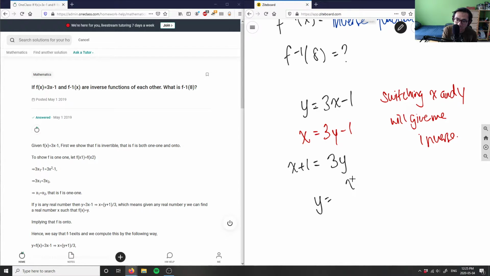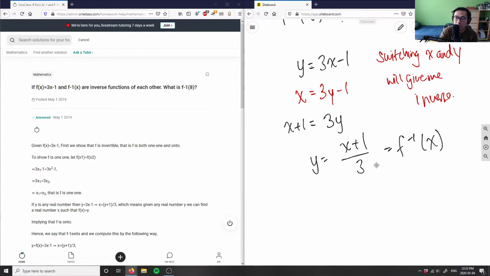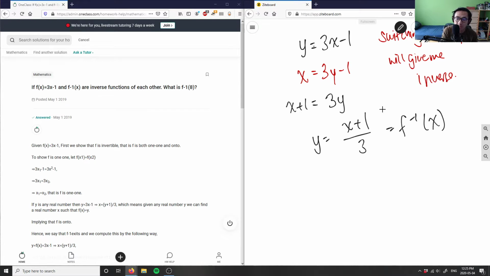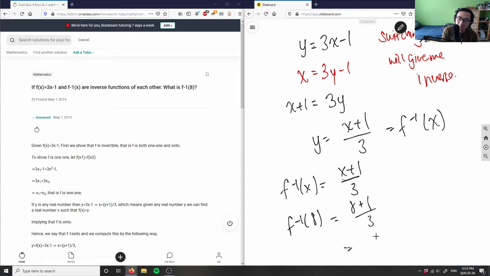So I'm going to have y equals x plus 1, all divided by 3. This is my inverse function, which equals f of negative 1 of x. And what we want to know is, what is f of negative 1 at 8? So I can rewrite this as f of negative 1 of x equals x plus 1 over 3, and I can plug in my 8 value. F of negative 1 at 8 simply equals 8 plus 1 over 3, which is simply 9 over 3.